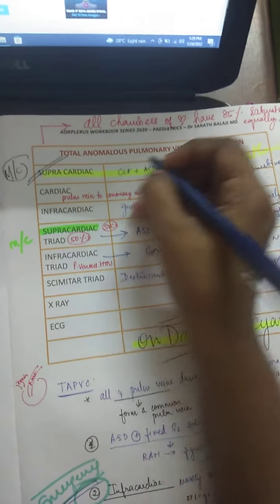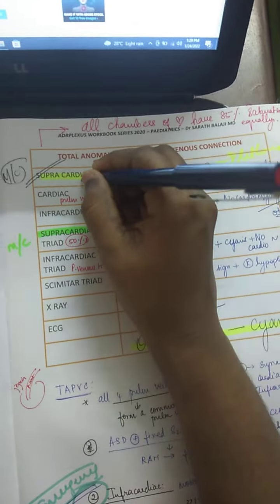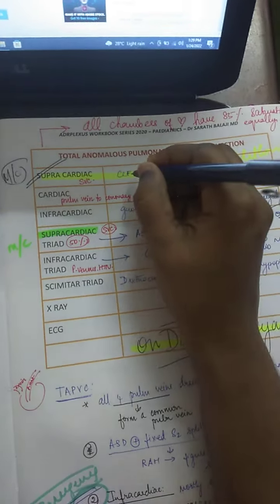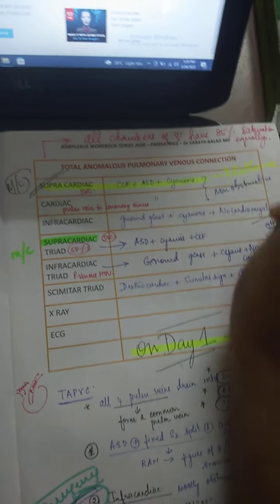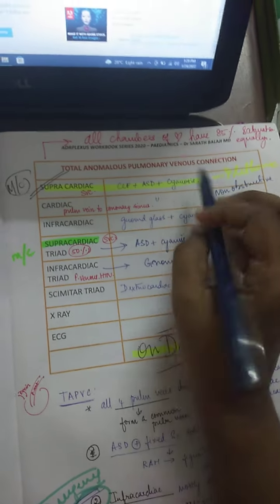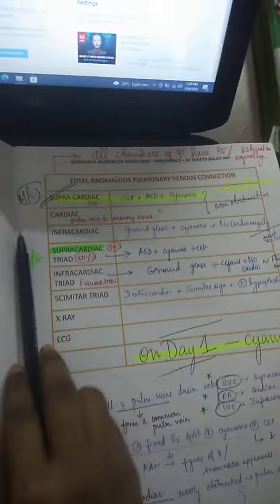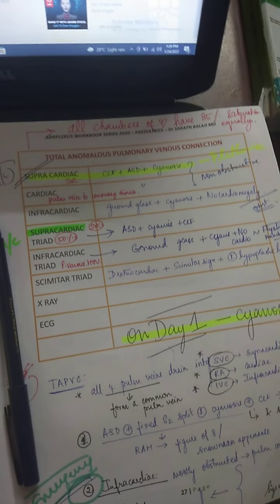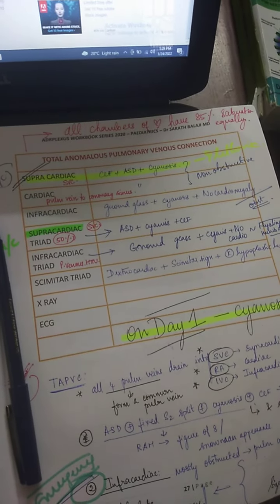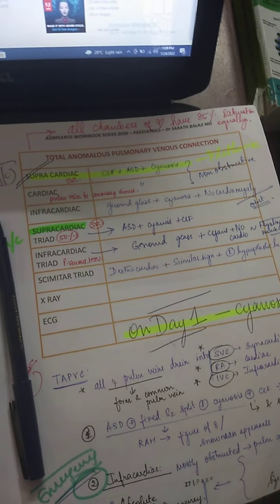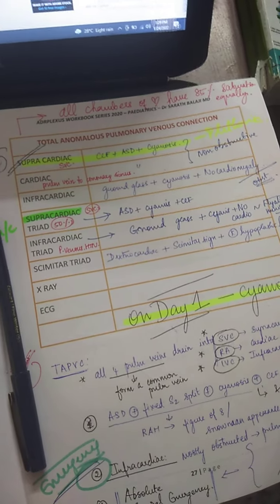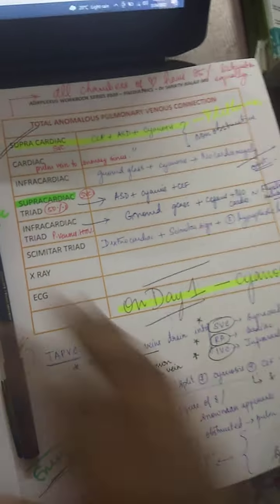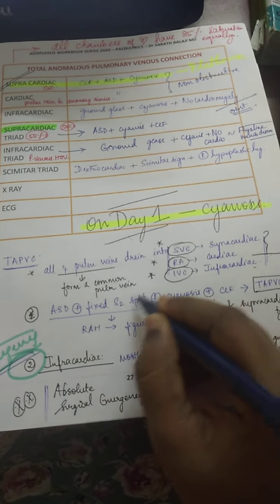With the supracardiac type, if it drains into the SVC, you'll have CCF, you'll have an ASD, you'll have cyanosis. And in the cardiac type it will also be the same, and it's a non-obstructive type. Infracardiac: you'll have ground glass appearance and cyanosis, but you'll not have cardiomegaly. Supracardiac is the most common type, and you'll have cyanosis on day 1. Regarding heart sounds, since they have an ASD component, you'll have a fixed split S2.